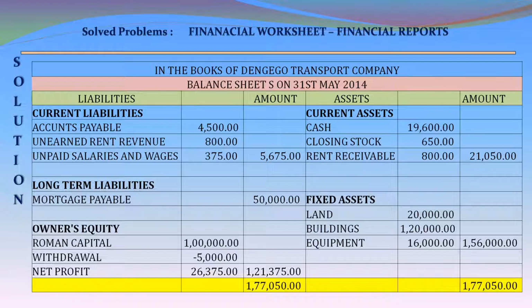On the credit liability side, current liabilities: accounts payable 4,500, unearned rent revenue 800, unpaid salaries and wages 375, total current liabilities 5,675. Long-term mortgage liabilities 50,000. Owner's equity: Roman capital 100,000, less withdrawal 5,000, add net profit 26,375. Total owner's equity is equal to 121,375. Total liabilities are 177,050. Recap.